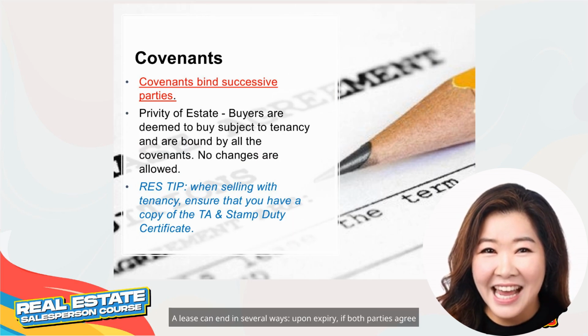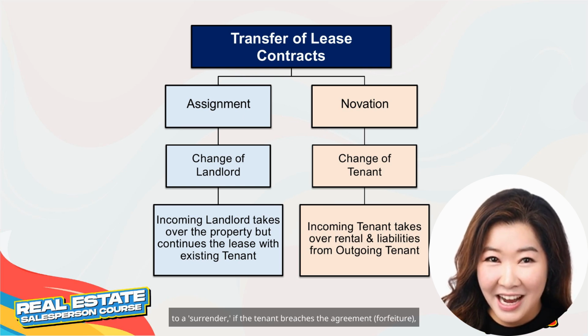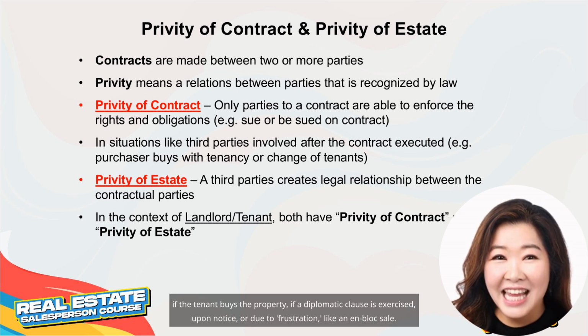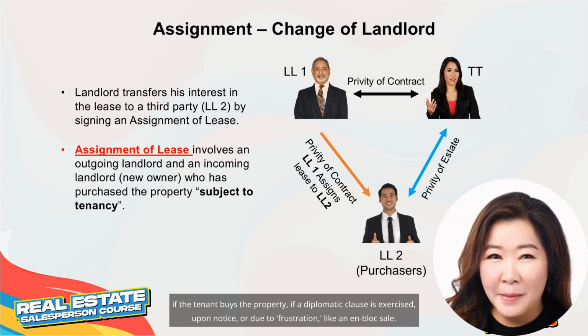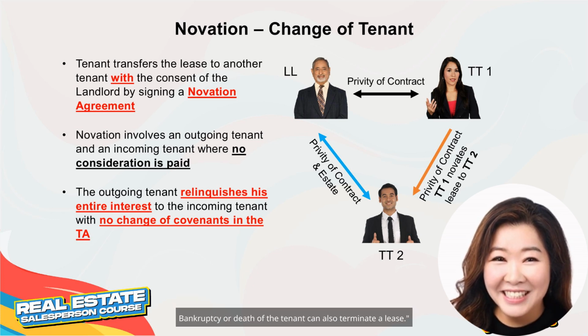A lease can end in several ways. Upon expiry, if both parties agree to a surrender. If the tenant breaches the agreement, forfeiture. If the tenant buys the property, if a diplomatic clause is exercised, upon notice, or due to frustration, like an en bloc sale. Bankruptcy or death of the tenant can also terminate a lease.